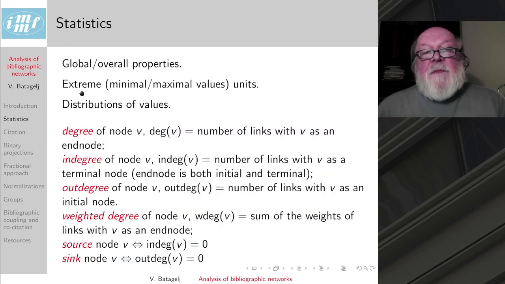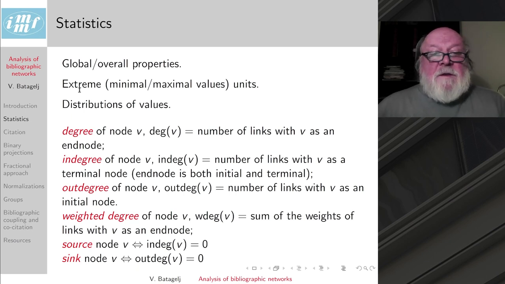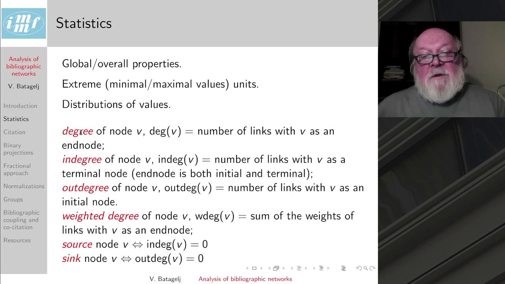Then another thing is to look at the different properties. For instance, there are many such properties that can be defined on a network. I will limit our attention to the following. The degree of a node is the number of links that have node V as an end node. In-degree is the number of links with node V as a terminal node.